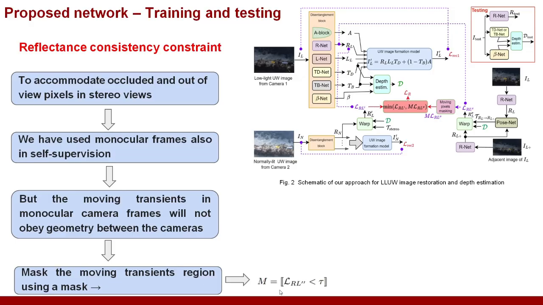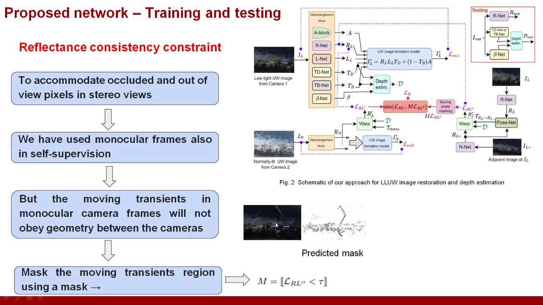So we make this mask 0 if the particular pixel has a higher reprojection loss. See here in this image, this rope is actually moving. So those areas should be removed during the training process. In order to make the loss on those pixels 0, we are using this masking scheme. This 0 will be multiplied with the loss, so those pixels won't contribute to the loss calculation.